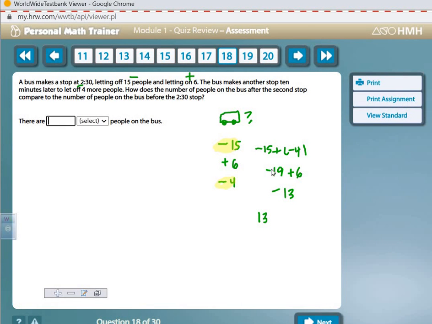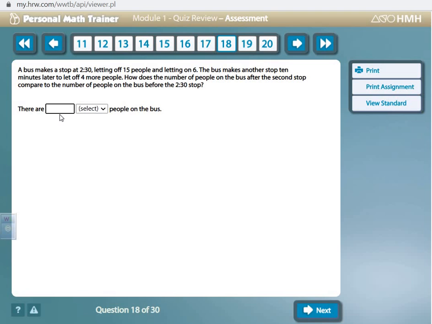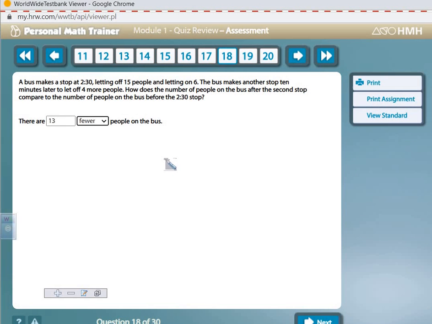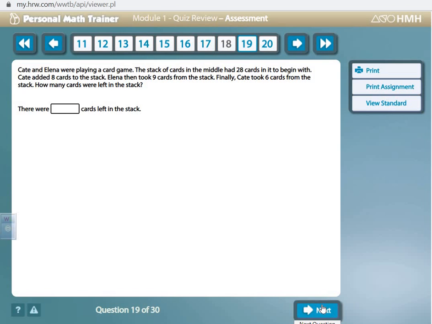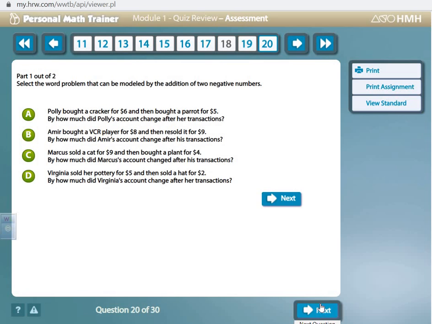Okay? All right. So if we look at what we have here, we'd want to put the number 13. There are 13, and then we'd say fewer. Fewer means less. Okay? So fewer means less. All right? That's a W. I know it doesn't look like it. Fewer means less. So 13 fewer people on the bus. All right, then there are some more similar type of problems.